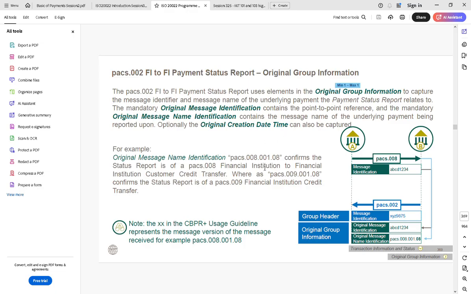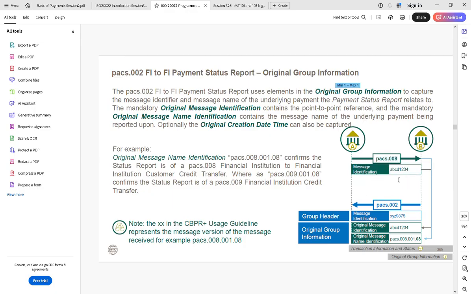So original message identification means whatever the original message is, PACS.008, PACS.009, that message information is there in your original message identification. So these fields are new. Can you see it here? So PACS.008 is sent, right? When PACS.008 is sent, this message has been sent with a message identification.